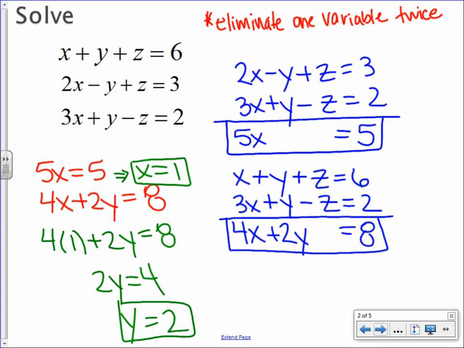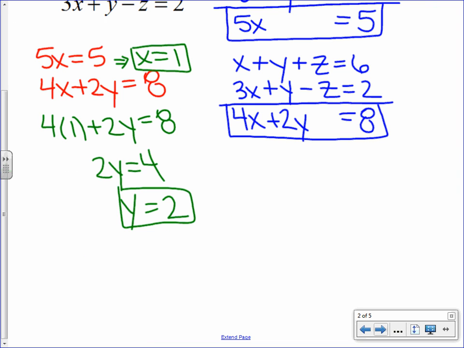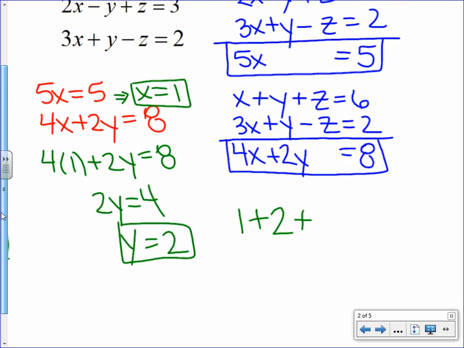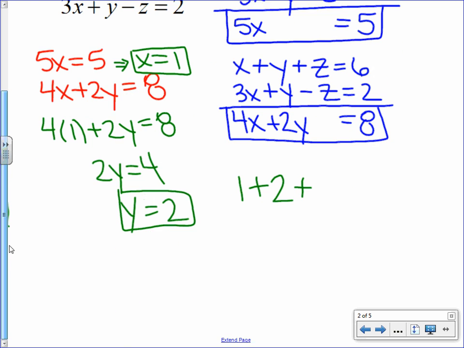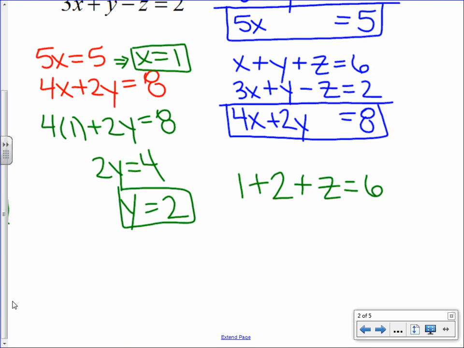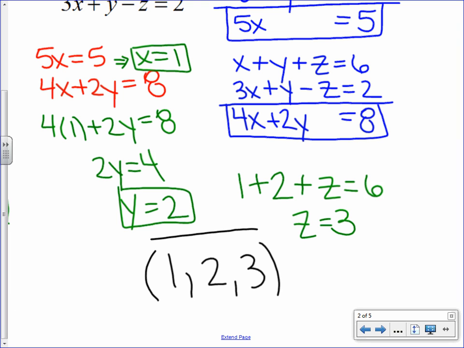Plug it back into one of the first ones. Doesn't matter which one. Kyler would like the first one. It probably is the easiest because there's no coefficient. So we have x plus y plus z equals 6. So what is z? Okay, so our answer is the ordered triple (1, 2, 3).